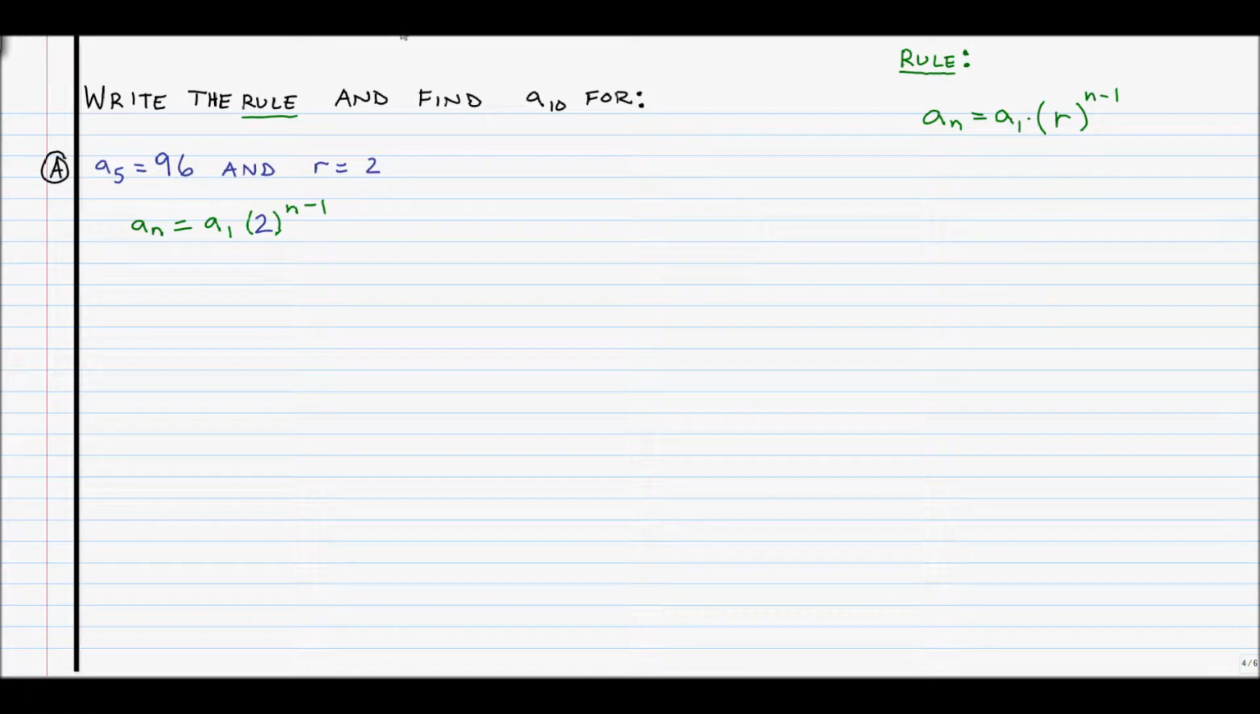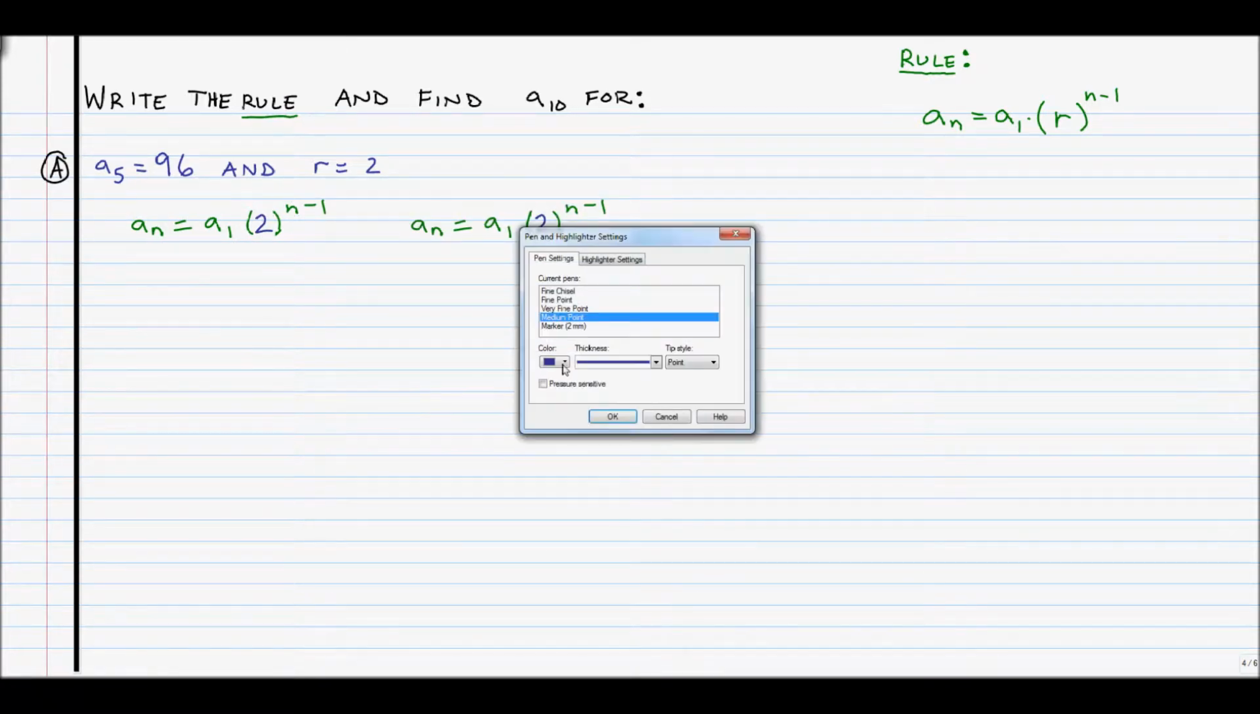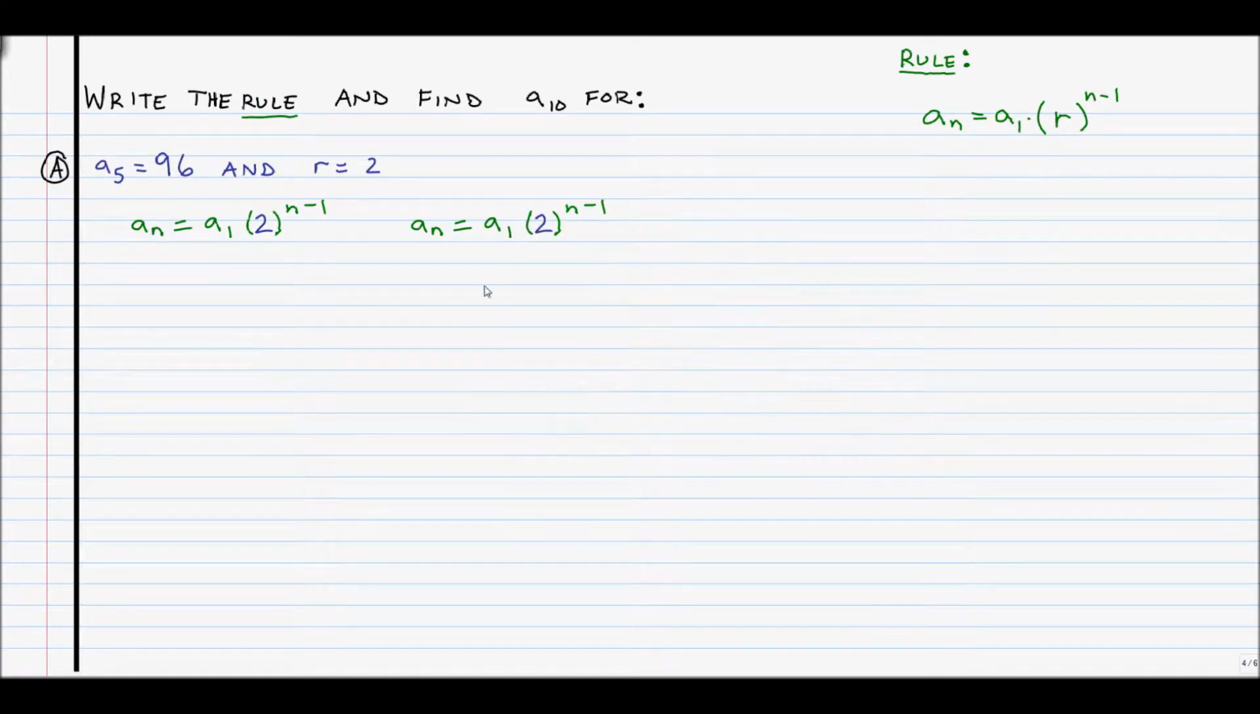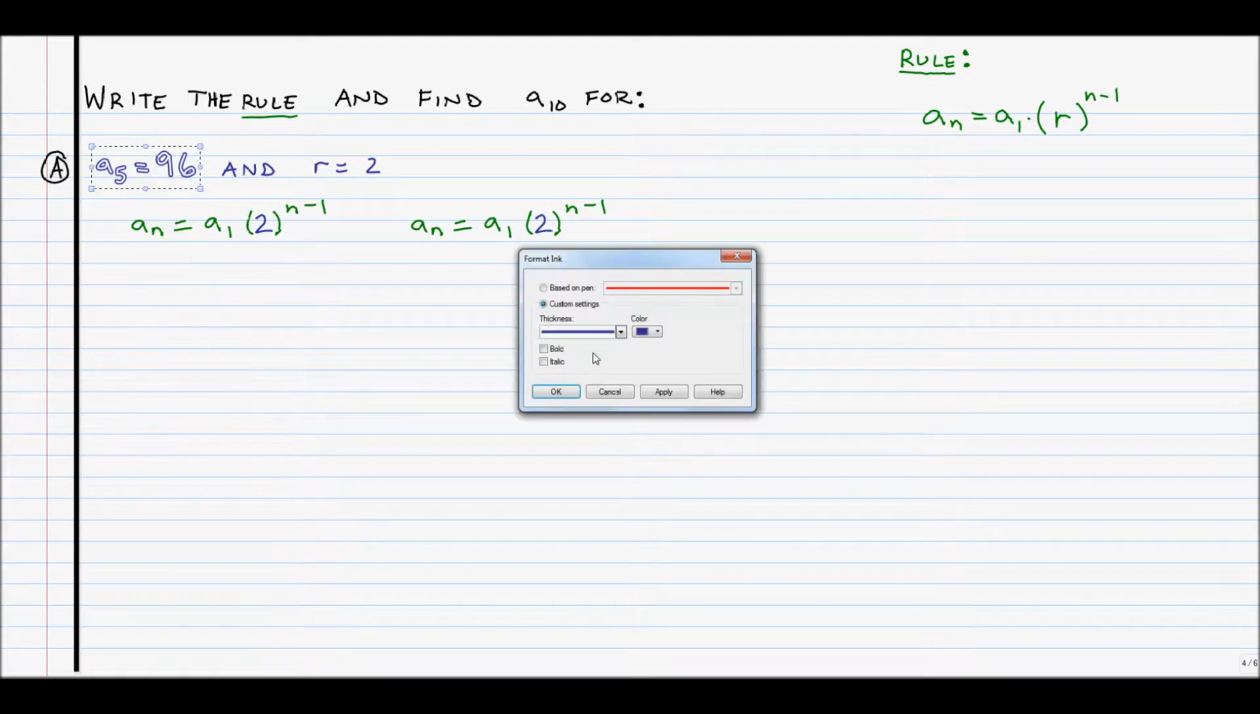Now, what else do we know? Well, if we think about it, we also know some information about a specific term in this sequence. Like we know a sub 5. The fifth term is 96. So we can actually go in here and simplify it a little bit using this piece of information over here. In fact, I'm going to highlight that, change its color to emphasize it a little bit. I think I don't do that enough. And pretty colors are always nice.